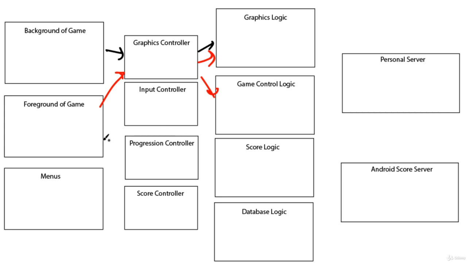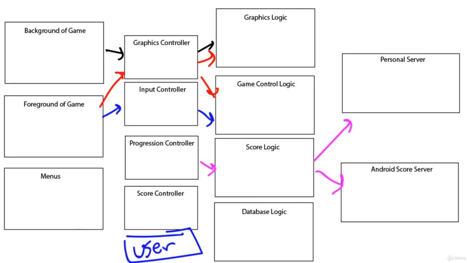And then the input controller, that'll be sort of, whenever we click on something on the front end, it'll touch the input controller. The input controller will then change the game logic, and then it'll go back and it'll update the foreground again. The progression controller, that's probably just going to be watching what's happening, and then with the progression, it's going to be going in and updating the score logic. The score logic will then be sent to the servers. If we go from a menu, maybe down here we have a user controller, and then from the menus, it touches the user controller, that touches the database, that goes up to our personal server, etc., etc.